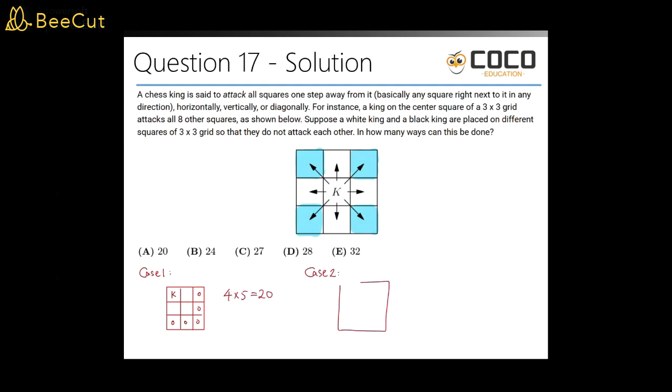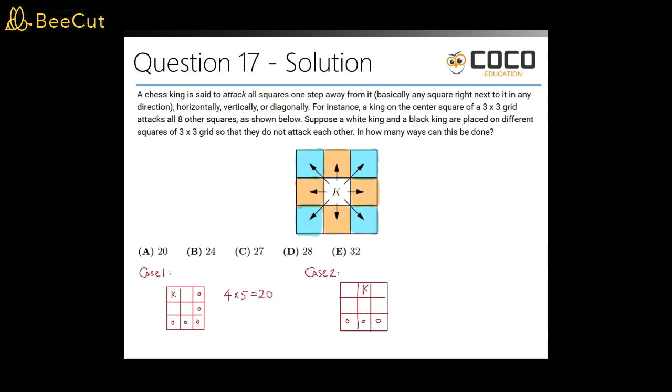Then let's try case 2. Case 2 is when the white king is at one of the edges in the middle. One of these 4 squares. Let's say we choose the one on top. So the black king cannot be surrounding the white king. These positions cannot be used. Then we only have 3 possible positions.